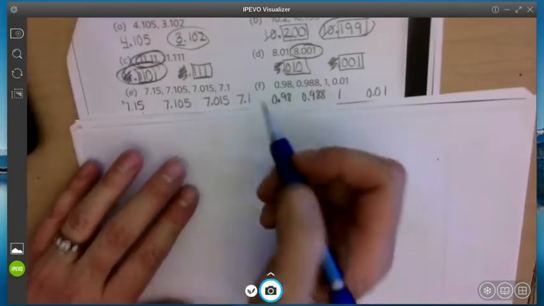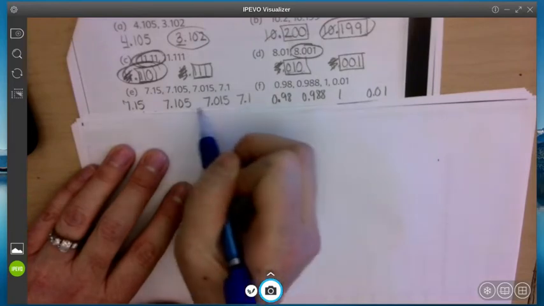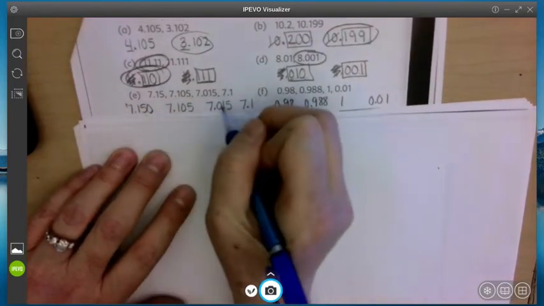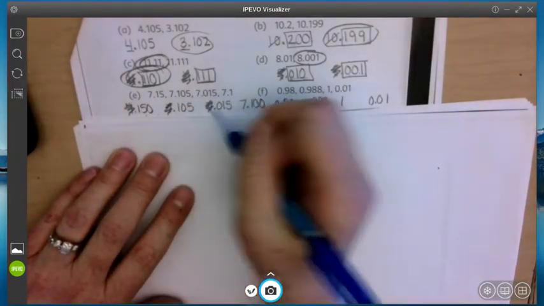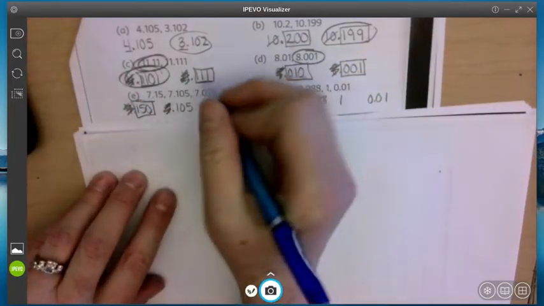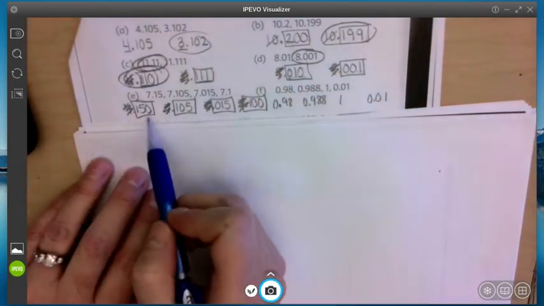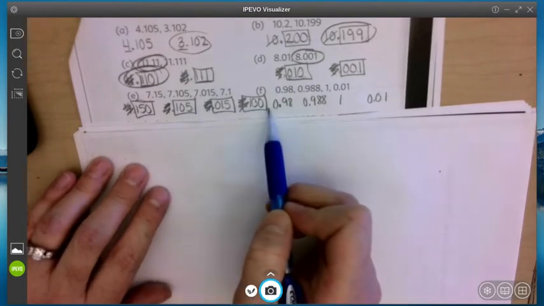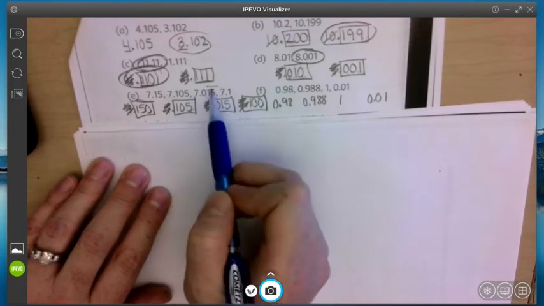Going on to these, I'll just do a few more. Here, I just wrote them all down, and you can see the most that they have is 3 digits after the decimal. So I'm going to make them all have 3 digits after the decimal. Since they all start with 7, I'm not looking at the 7. I'm just looking at this and this to see which one is the smallest. Is 150 the smallest, 105, 15, or 100? You can see 15 is the smallest, so this one is the smallest.